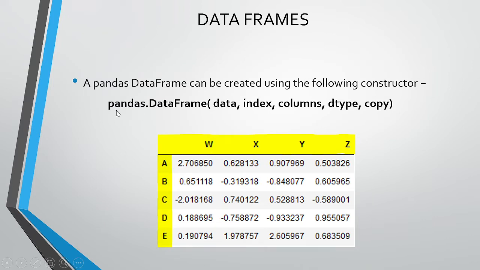The syntax looks something like pandas.DataFrame, and we'll be passing 5 parameters to it. The data, the index, and the columns, which are w, x, y and z here. And we have dtype and copy. Dtype is nothing but the data type of the columns, and copy just makes a copy of the data frame.